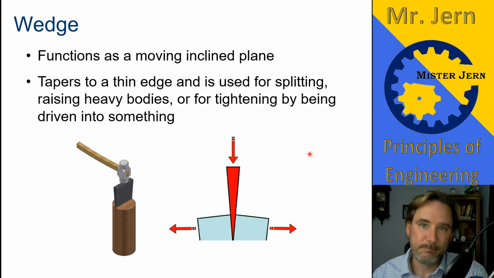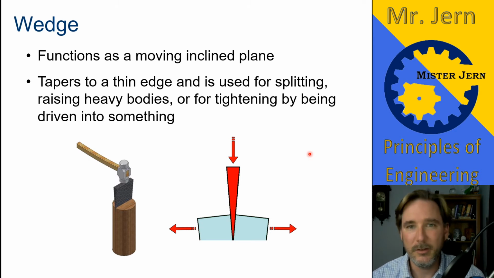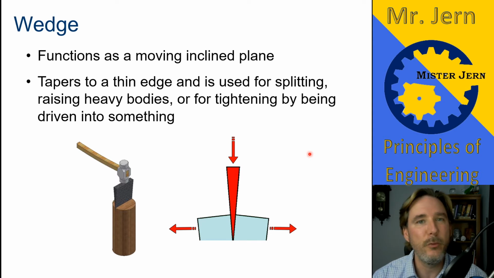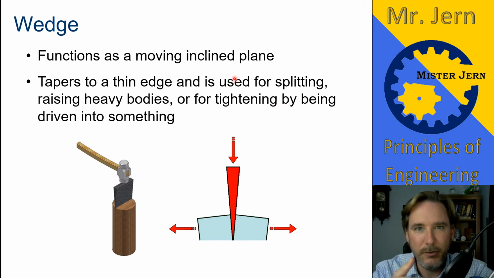Now, the next one is a wedge. A wedge you probably have seen a million times, or you probably could picture it. It's exactly what it sounds like. It functions as a moving inclined plane. It tapers to thin edges and is used for splitting, raising heavy bodies, and for tightening by being driven into something. So things like shims, wedges to split wood, axes, hatchets, those kinds of things. Even the cutting edge of a knife can be considered a wedge if you're pushing directly down into it. So you get the idea of what a wedge does.